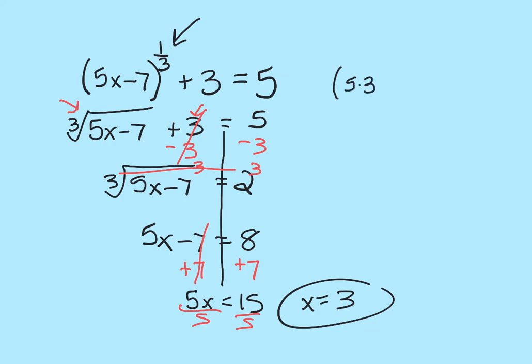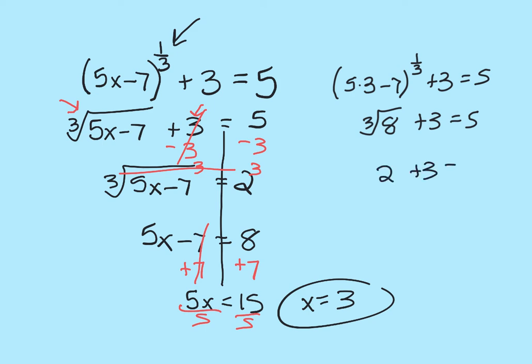All right, let's do a quick check. 5 times 3 minus 7 to the power of 1/3 plus 3 equals 5. 5 times 3 is 15. 15 minus 7 is 8. And that means cube root. So the cube root of 8 plus 3, does that equal 5? The cube root of 8 is 2. 2 plus 3 equals 5. So all of our solutions have worked. I did that on purpose.